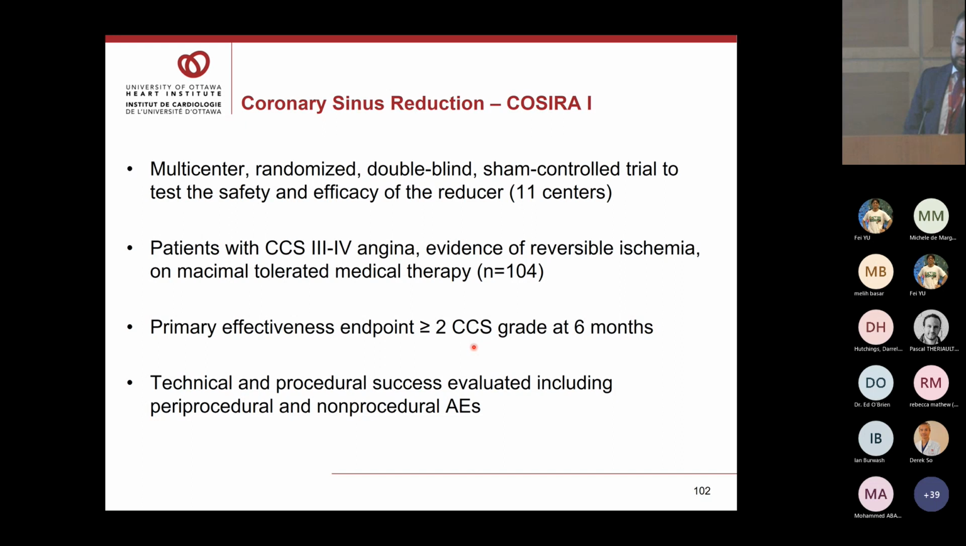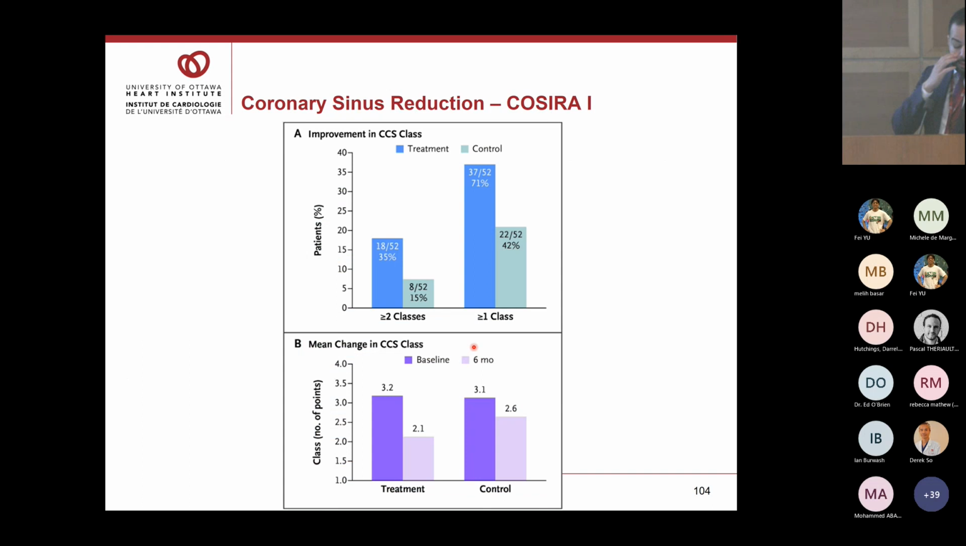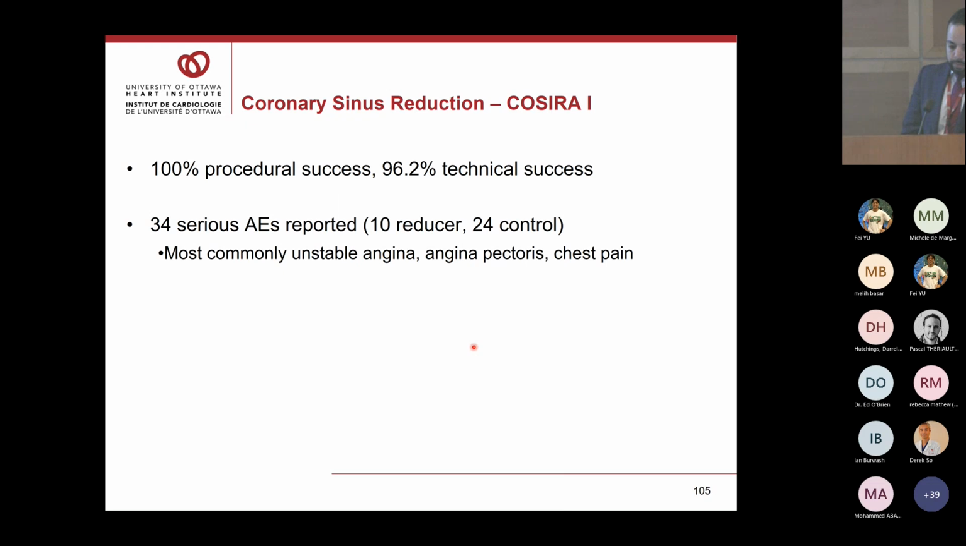What they were able to show in that study is that 35% of patients improved by more than two classes of CCS score, so significantly different, and 71% of patients had an improvement by at least one class. Procedural success was perfect: 100% of procedures were successful. They did have 34 serious adverse events, but they included angina as one of their adverse events. So in patients with refractory angina, 34 of them still had refractory angina as one of their adverse events. But in terms of device-related complications, they were actually quite low.